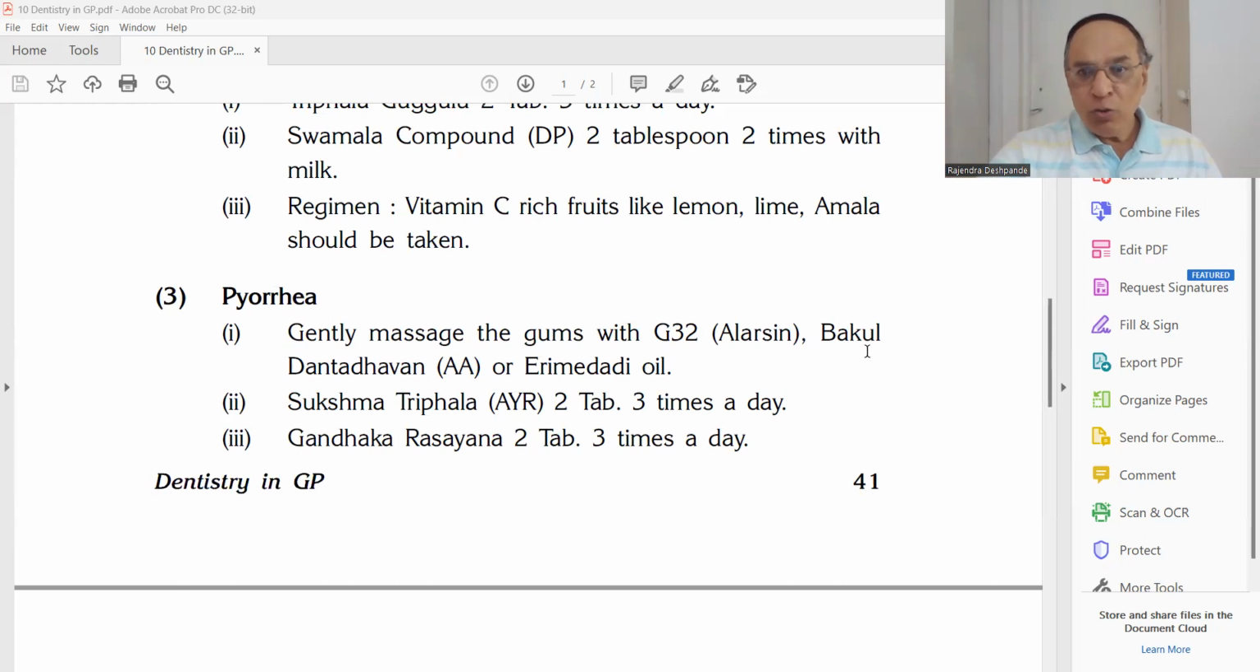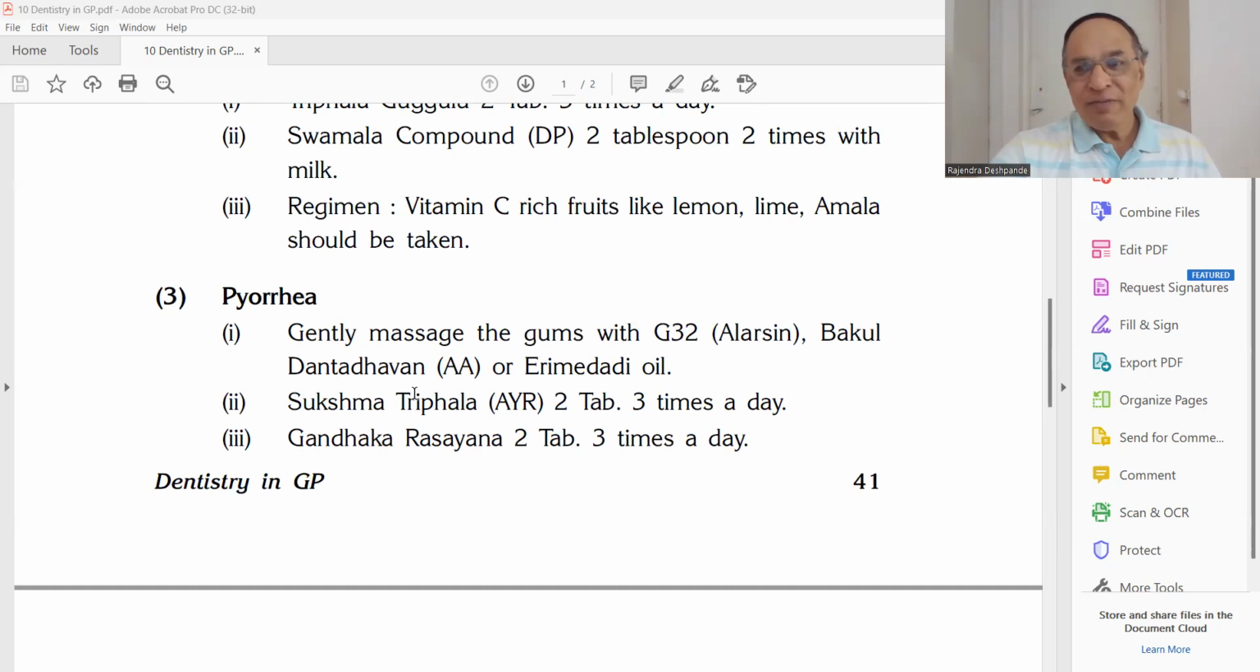Then afterwards you can also use Bakula Danta Dhavan, Ayurveda Arkashala, or Irimedadi Tail as local application. Then internally, Ayurvedic antibiotic, Sukshma Triphala, Ayurveda Rasashala, Pune, Maharashtra State, 2 tablets 3 times a day. Sir, what are you saying, Ayurveda Rasashala, Pune? Because I am mentioning, my dear friend, the company and where it exists. So Pune, Maharashtra State, that's what.